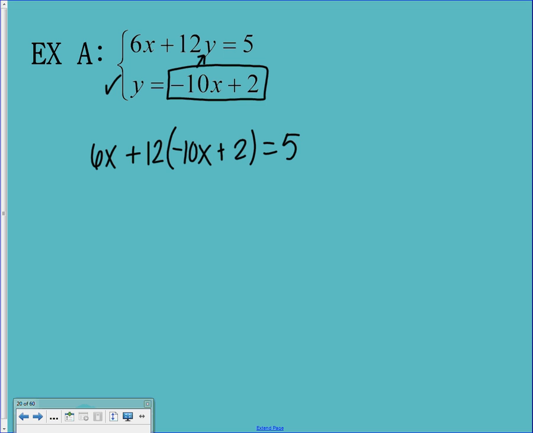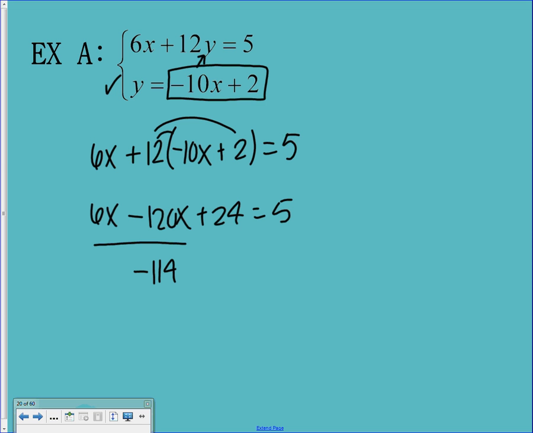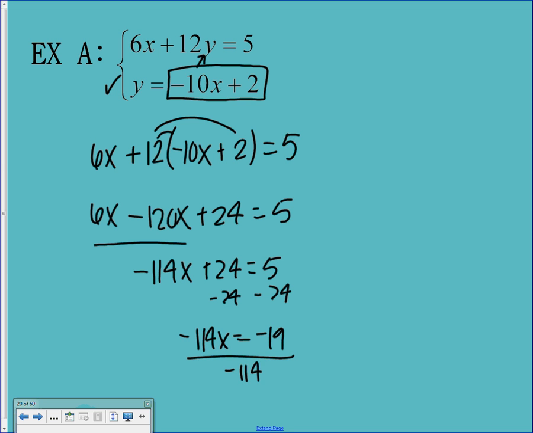Okay, and then step 3 says to solve. So at this point, I would distribute. So I'd have 6x minus 120x plus 24 equals 5. I would then put my x's together, so I'd have negative 114x plus 24 equals 5. I would want x by itself, so I would subtract 24 at this point. So I'd have negative 114x equals negative 19. And I would divide each side by negative 114. So I get x to equal 1/6.